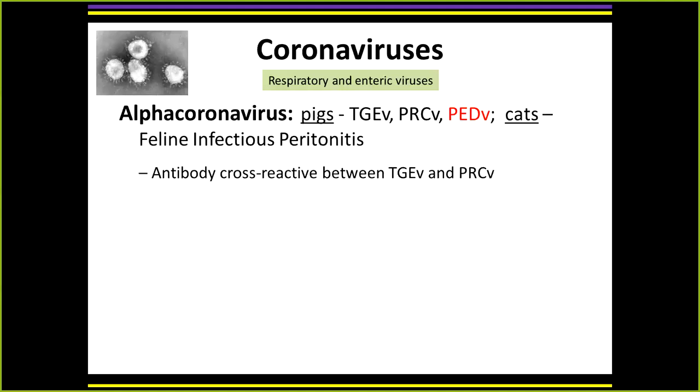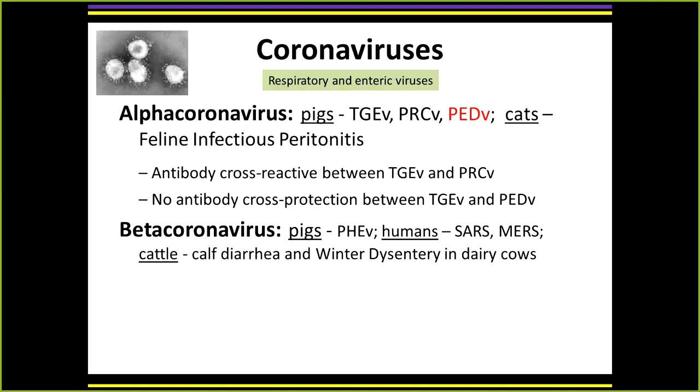Interestingly, the PRCV, respiratory coronavirus, which entered the U.S. in the 1990s from Europe, actually produces almost no disease in pigs. It swept through the country, but the antibody from PRCV protects against TGE. And that's felt to be one of the reasons TGE is essentially diminished as a disease problem in the U.S.: PRCV infects the herds, pigs are immune, and we don't get TGE. Now, the second, bigger problem, however, is that there's no antibody cross-protection between TGE and PRCV and PEDV. So PEDV, when it hit the U.S., hit an entirely naive, susceptible population of pigs.